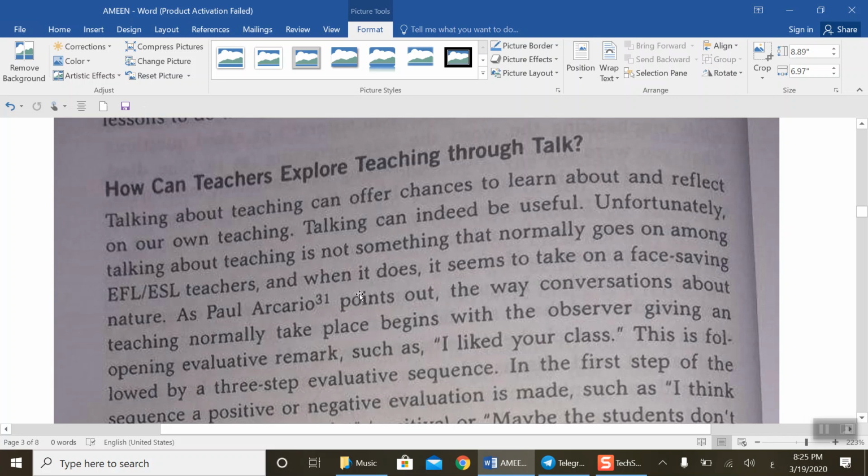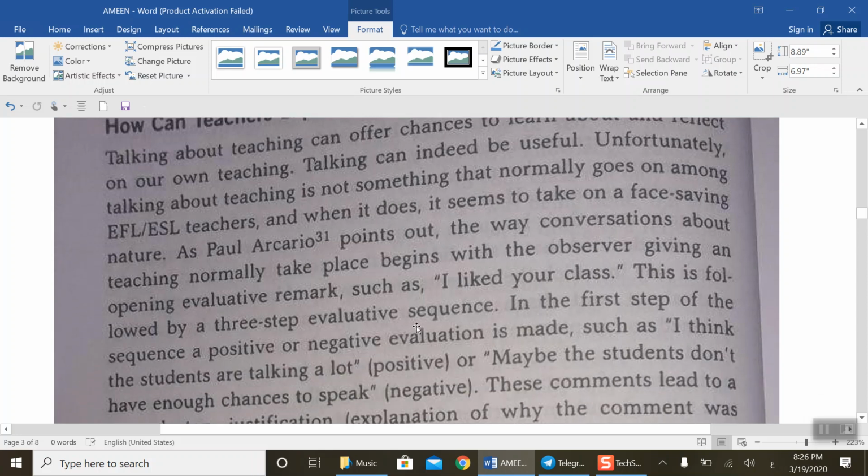But when they do talk, it seems to take on a face-saving nature, as Paul Cario points out. The way conversations about teaching normally take place begins with the observer giving an opening evaluative remark, for example, I like your class. This is followed by a 3-step evaluative sequence.